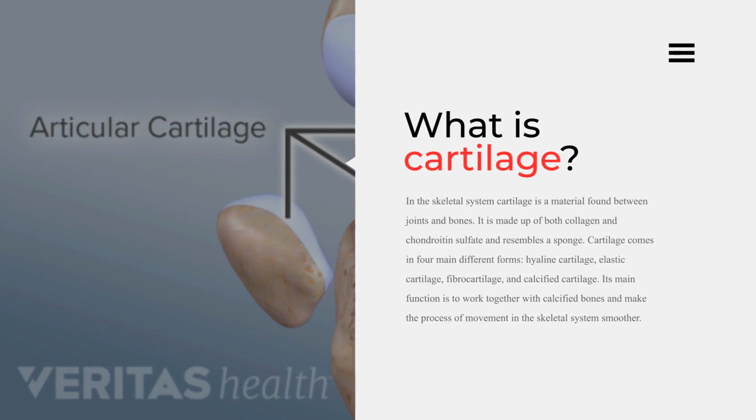In the skeletal system, cartilage is a material found between joints and bones. It is made up of both collagen and chondroitin sulfate and resembles a sponge. Cartilage comes in 4 main different forms: hyaline cartilage, elastic cartilage, fibrous cartilage, and calcified cartilage. Its main function is to work together with calcified bones and make the process of movement in the skeletal system smoother.